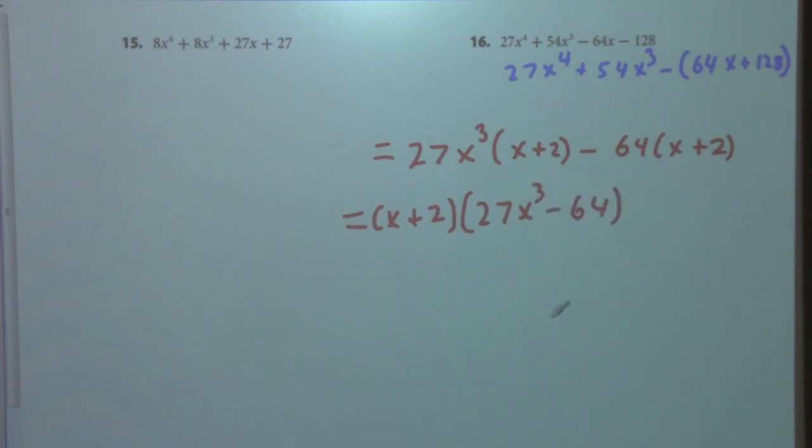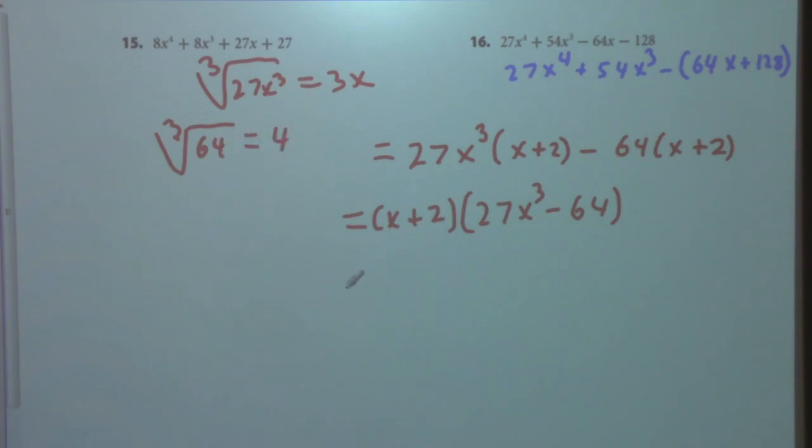Everybody good with this? Yes. Okay. So I would have to find another greatest common factor? Is there one? Now remember, this is a difference of cubes, right? So the cube root of 27x cubed is 3x, right? And what is the cube root of 64? 4, right?